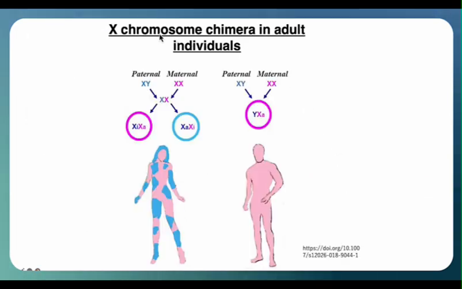X chromosome chimera in adult individuals. As a result of random X chromosome inactivation selected during the blastocyst stage, being maintained throughout subsequent development, adult female bodies exhibit a patchwork distribution regarding X chromosome selection.